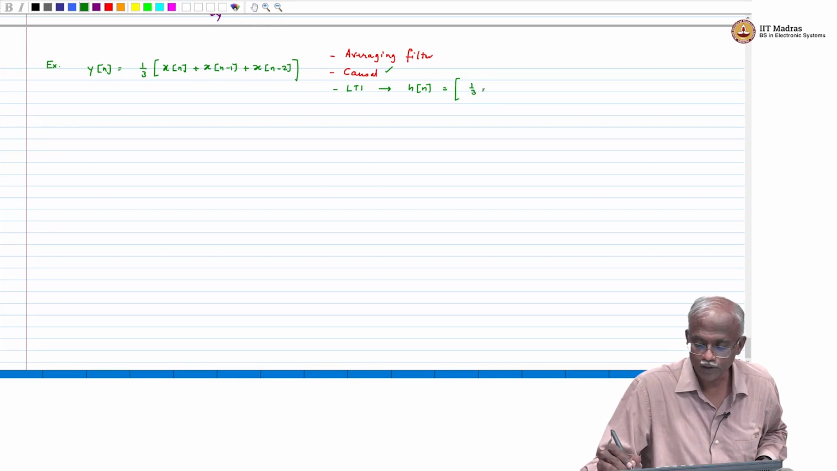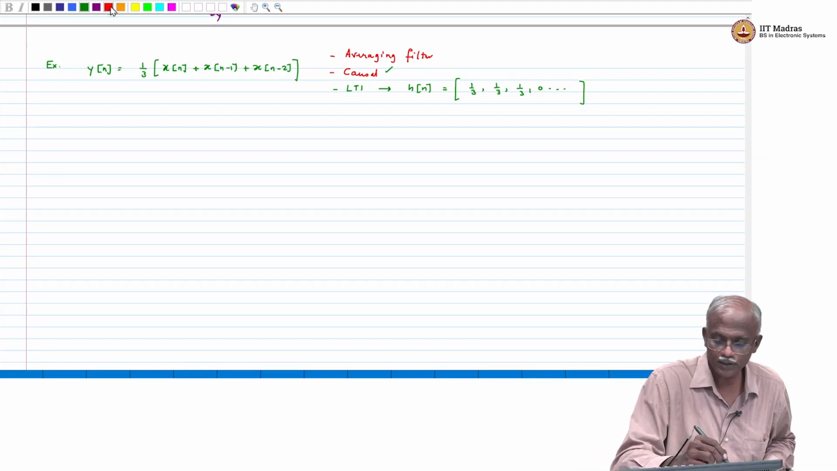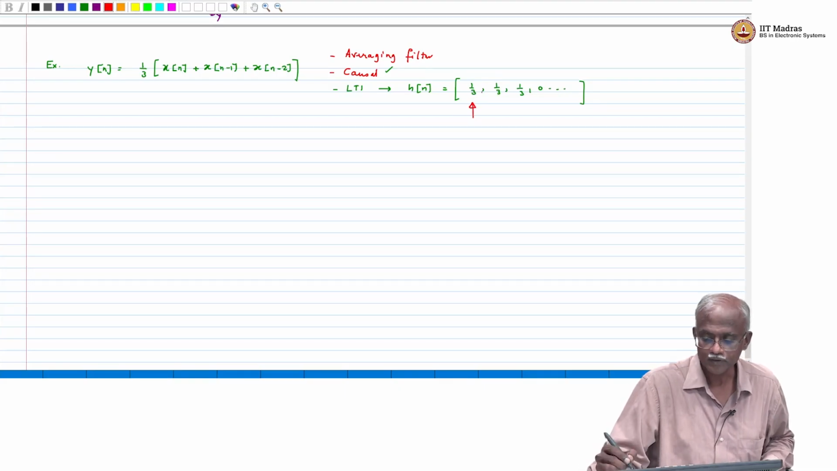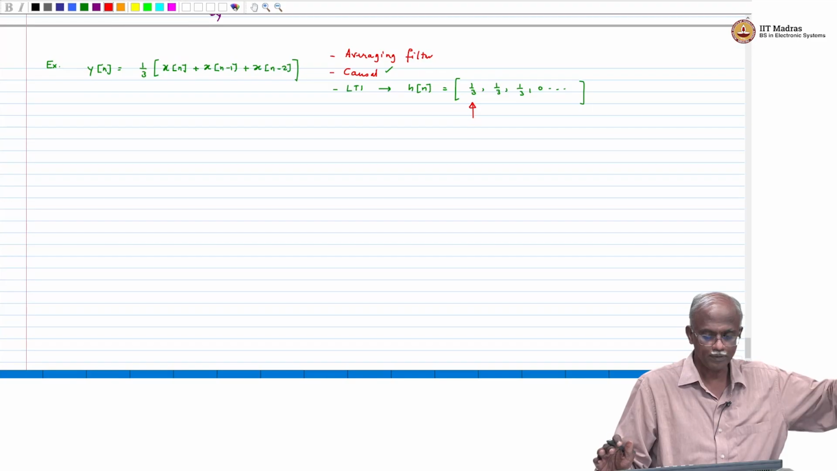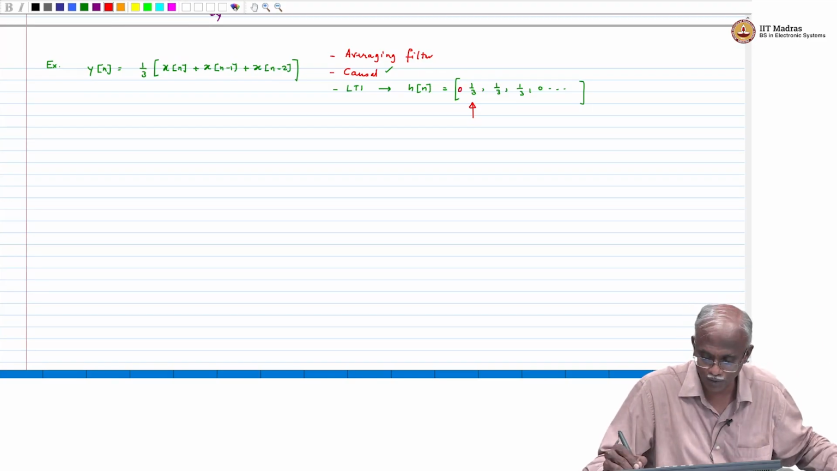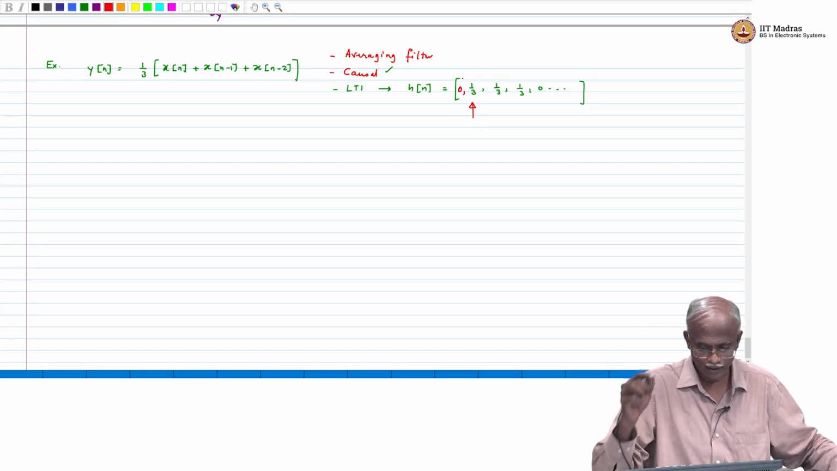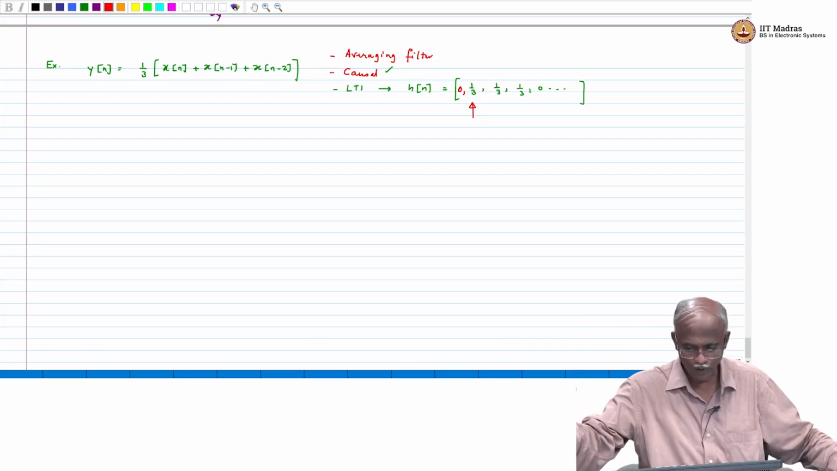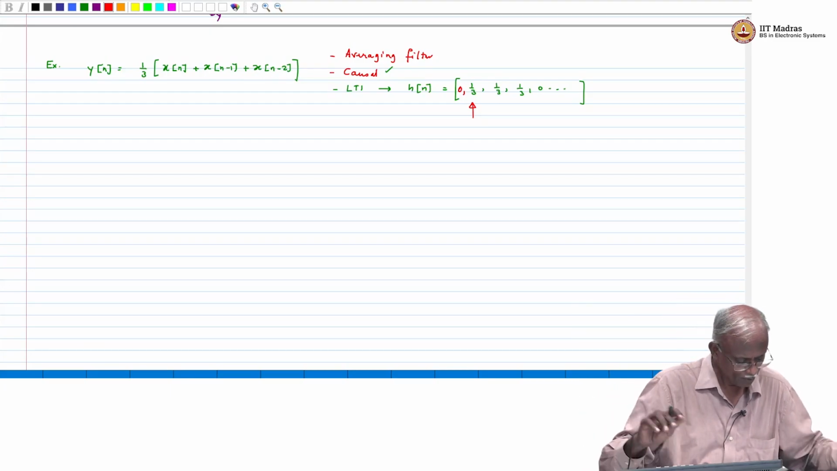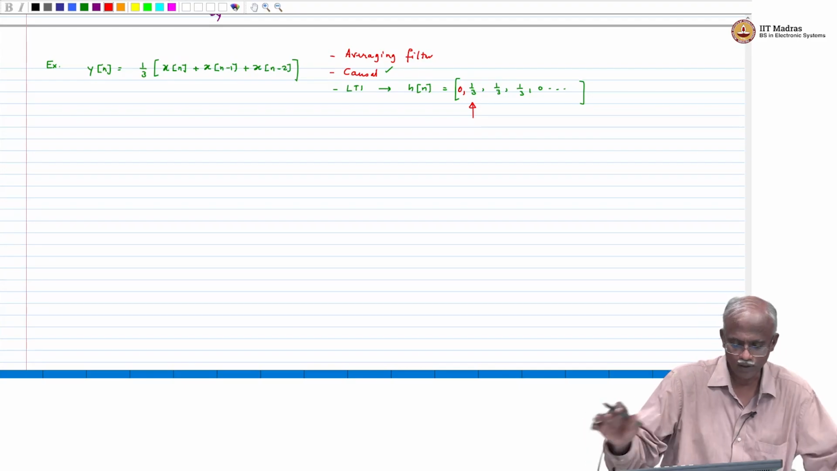There are 3 non-zero taps, 1/3, 1/3, 1/3, and then zeros. Origin is here. There are no non-causal taps, so basically it is 0 before this, only at n equal to 0 you have 1/3, and then n equal to 1, 1/3, n equal to 2, 1/3, so basically we have a causal sequence. These are all interesting things.